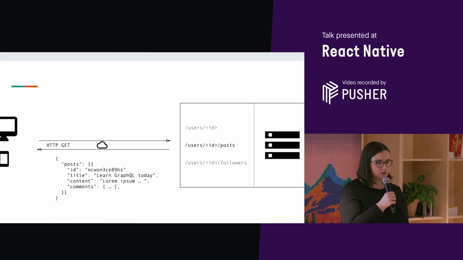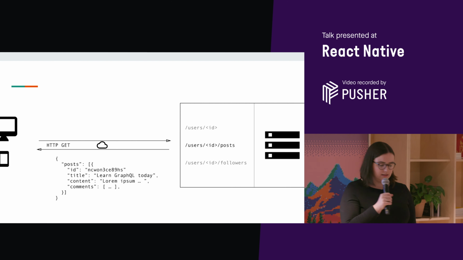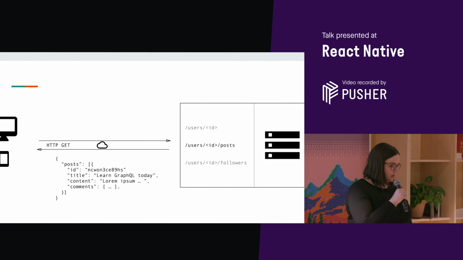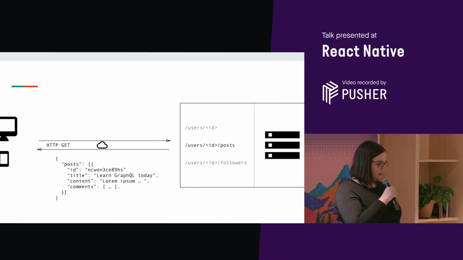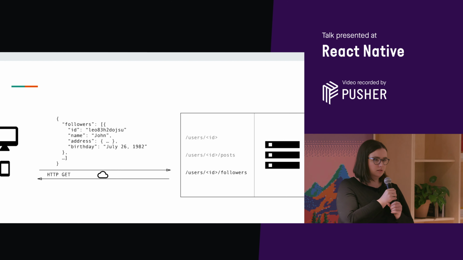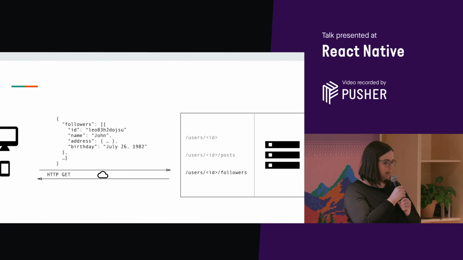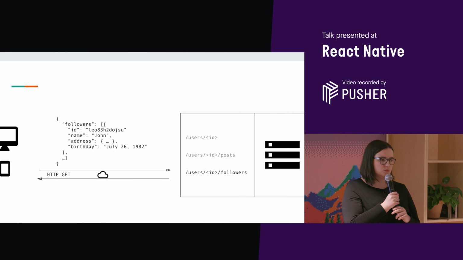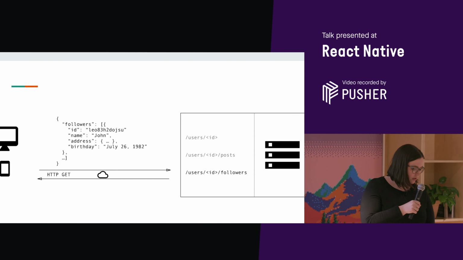Then you have to make another query to get the information about the posts, and you just wanted the title, but you end up getting the title, the content, and all of the comments. And then you might hit the endpoint to get the followers, and you get all this information about the followers that you don't need, and every single follower, you might have just wanted the last 3 followers.